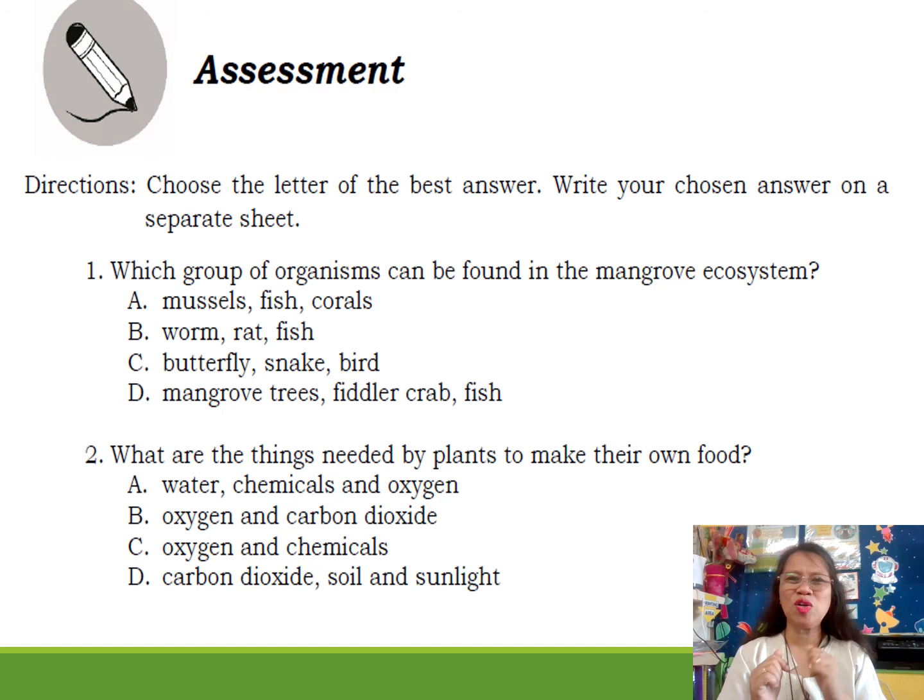This time, I will no longer read, but you have to read by your own silently and choose the letter of the correct answer. Okay? Let's get started!